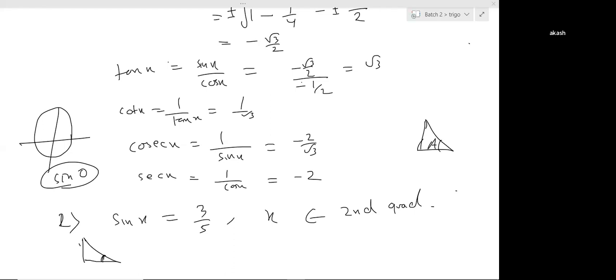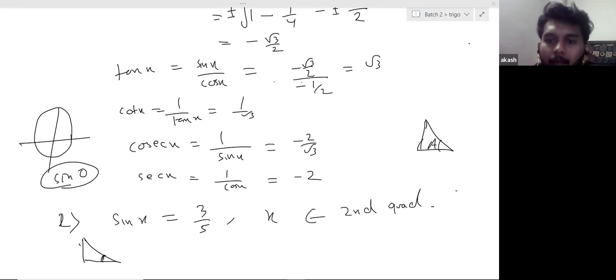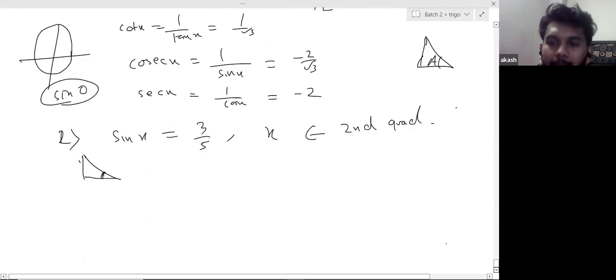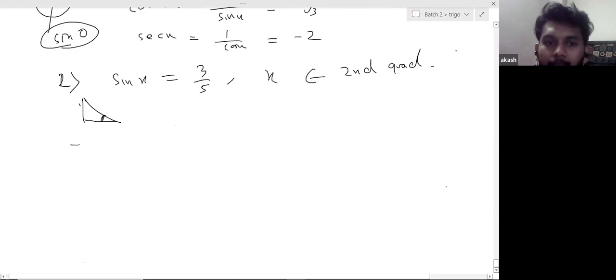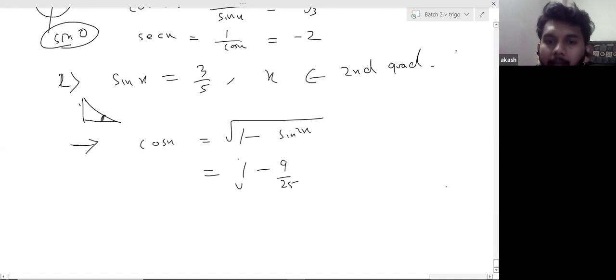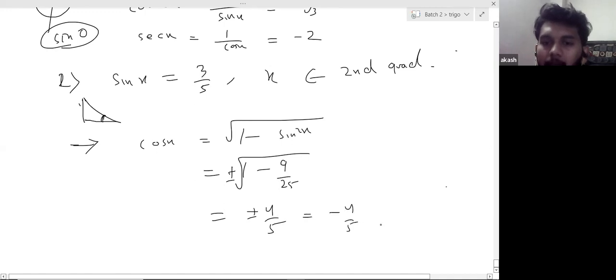All right, no one solved this. Let's see. You can find cos x as the square root of 1 minus sine square x. So this is the square root of 1 minus 9 upon 25. So this is, and plus minus also. So plus minus 4 upon 5. Cos in the second quadrant is negative. So this is minus 4 by 5.